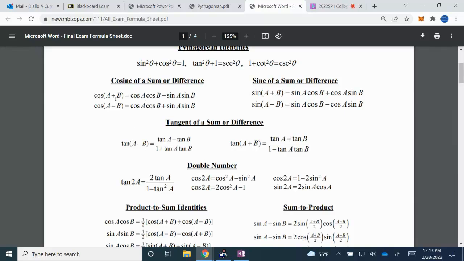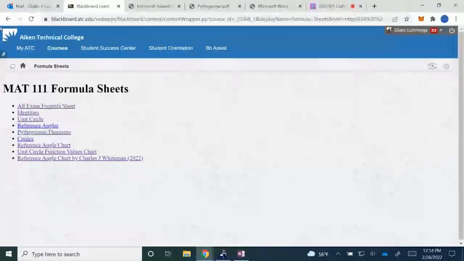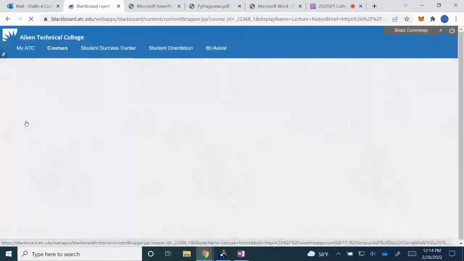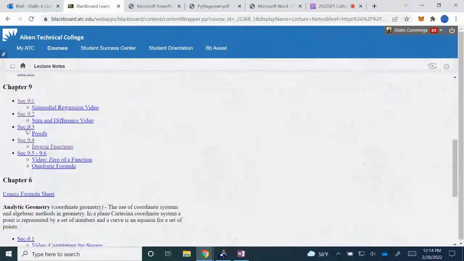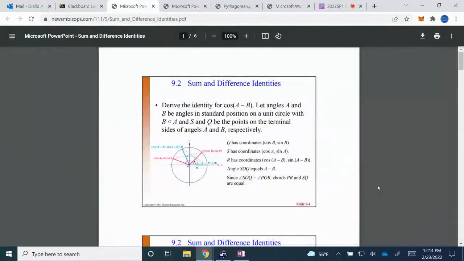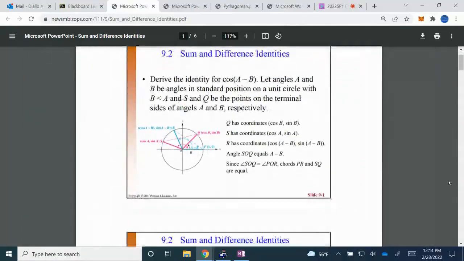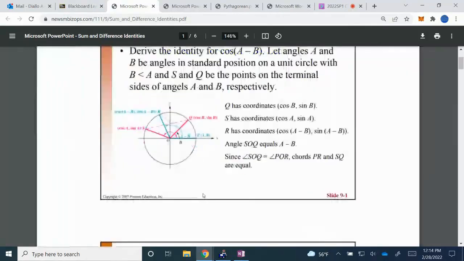Now as far as the way that these formulas are derived, I'm going to go back to the lecture notes section, section 9.2, and there's also a video for this sum and difference. There is a section 9.2 set of notes, and here is how the sum and difference formulas are derived. I won't go through this in its entirety, but I'll walk you through it.